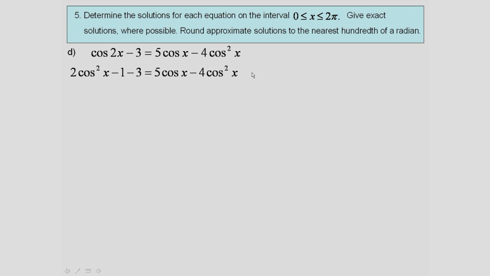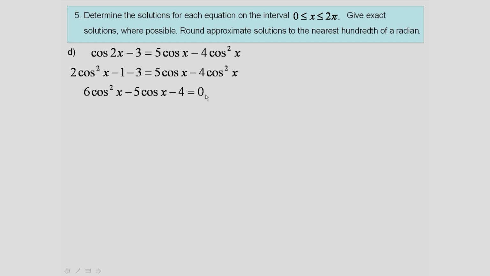Now it looks pretty big, a little intimidating perhaps, but the good news is the only argument in this now is x. All right, we have a quadratic trig equation with just x as the argument. So let's rearrange it here. We'll put everything on the left-hand side. So we'll add 4 cos squared x to each side, subtract off 5 cos x. Anyway, it ends up looking like this. Okay, 6 cos squared x came from 2 plus 4, negative 5 cos x, and negative 1 minus 3 is negative 4.